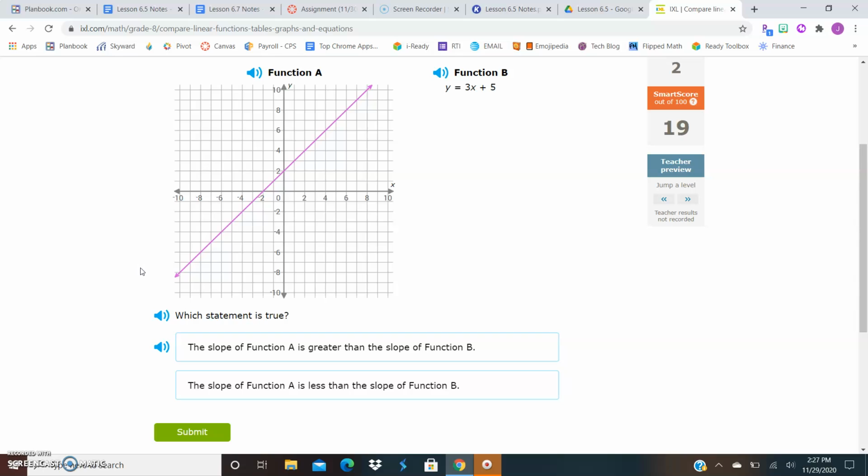Okay, so same scenario here, another graph and another equation. So you have to figure out rise over run. And remember, m, the number in front of x, is your slope. So that is what you are going to do for today's assignment.